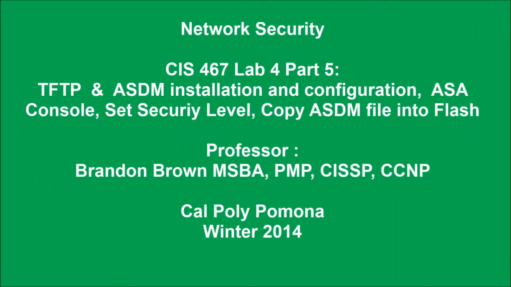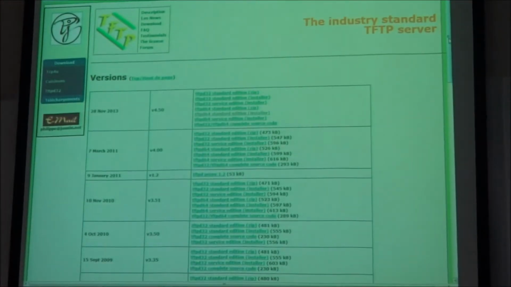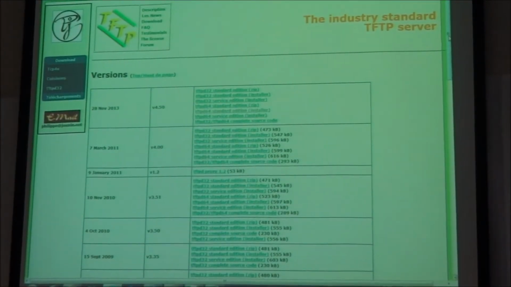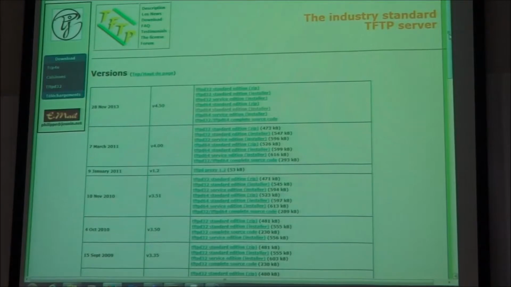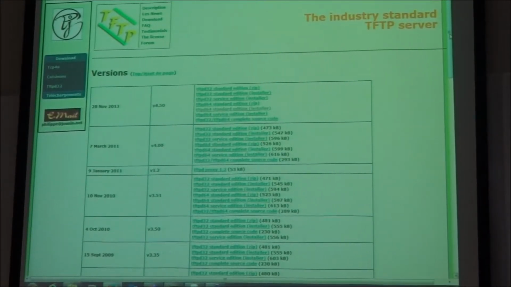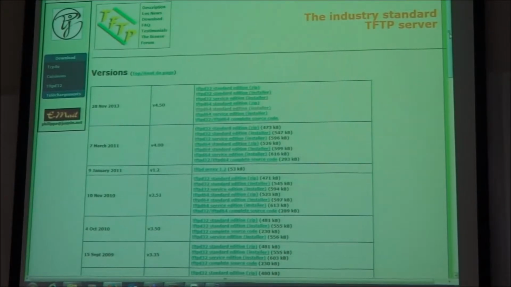Between Juniper devices, you do it between Cisco devices, between HP devices. This is how you move your config files around. This is how you move your image files around. This is how we're going to move our ASDM file around. From our machine that is connected to that loopback address to the ASA.